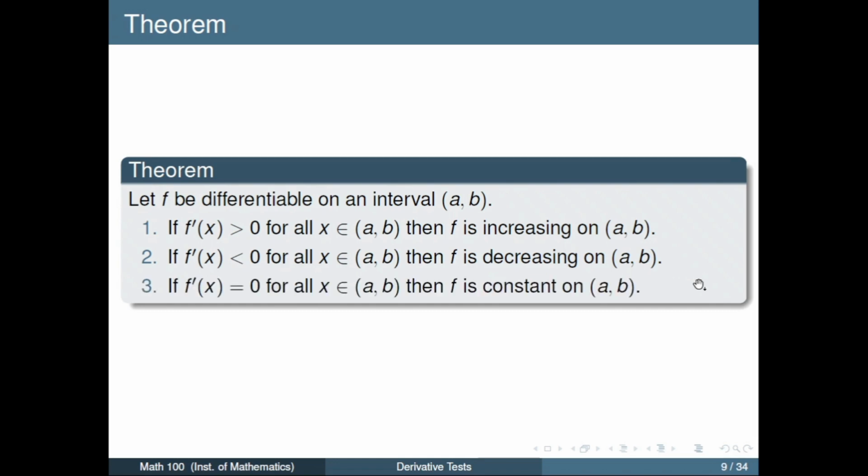And our last observation: if our f prime of x is equal to 0 for all x, then f is neither increasing nor decreasing. In that case, f is a constant on our interval. Okay? So this is how you use the first derivative in order to find the intervals for which the function is increasing or decreasing or neither.